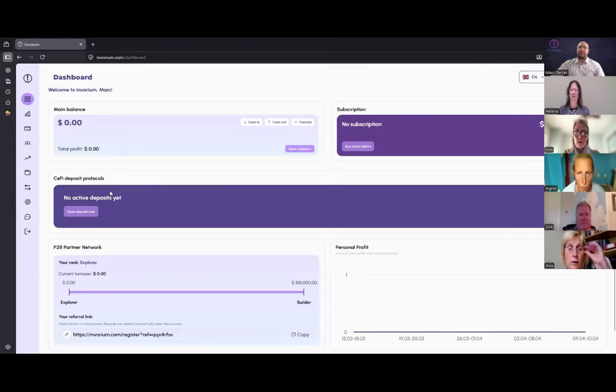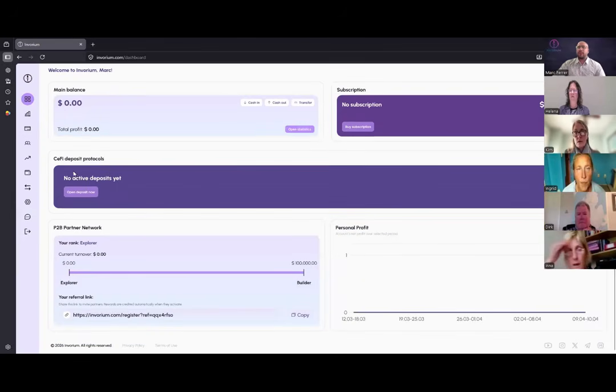So, continuing, if you go lower, you can see here the CeFi deposit protocol cards. This is the most important block for the investor because these are your active contracts in real time. The cards of all protocols you have launched are displayed here. The system gives full detail on each of them. For example, you can see the opening date and exact closing date. This is when the deposit body returns to the balance.